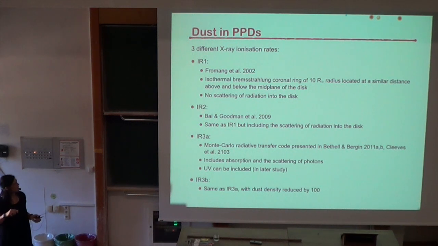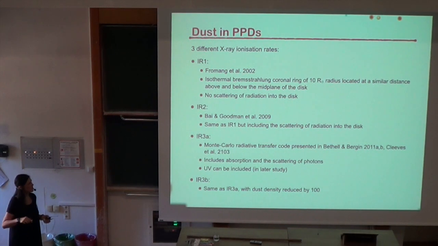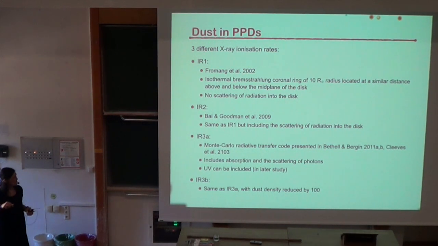The next one, I call it IR2, is from Bayern Goodman, and they assume the same Bremsstrahlung coronal ring, but they now include the scattering of the radiation into the disk. And the last two are based on this quantum radiative transfer code from Melanie Köhler, also used by Cleves et al. But they include absorption and scattering of photons. And the other thing here is also that the UV can be included, which I'm showing you later.